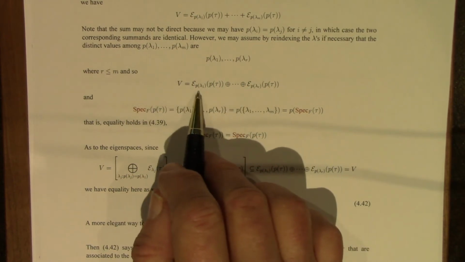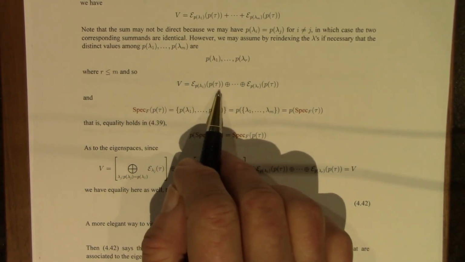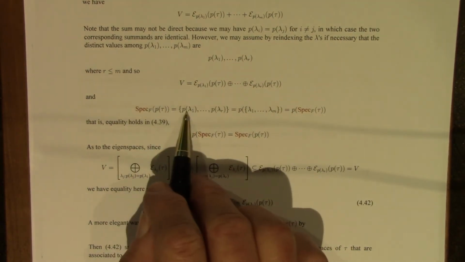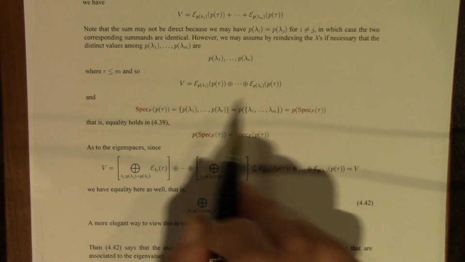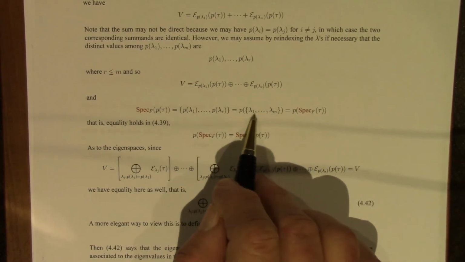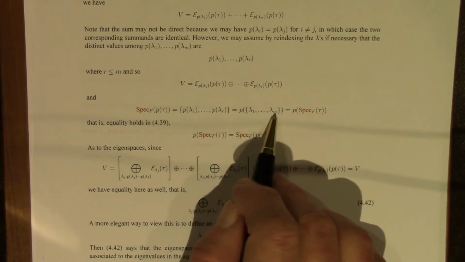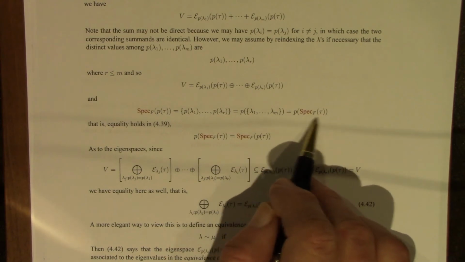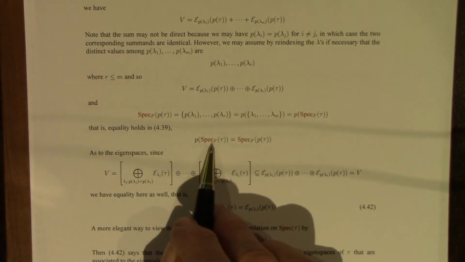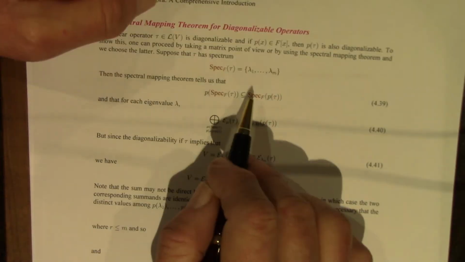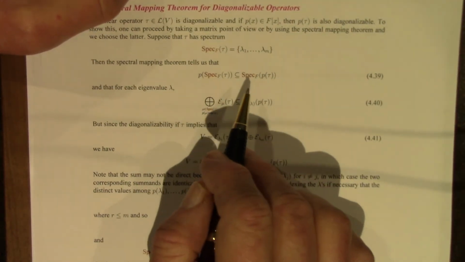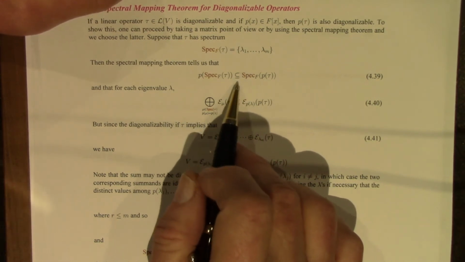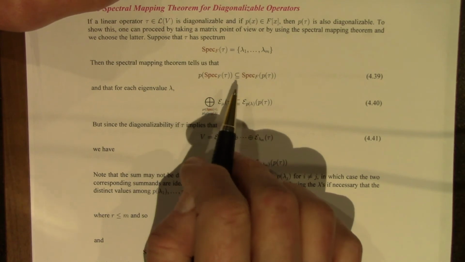Well, that shows that p of tau is diagonalizable. The spectrum of p of tau is this list of p-values, which is p of this list. These are distinct, but once you apply p, again, they may not be distinct anymore. That's p of the spectrum of tau. So we have equality in this case. So if we have an algebraically closed base field, we'll have equality. If tau is diagonalizable, we'll have equality.